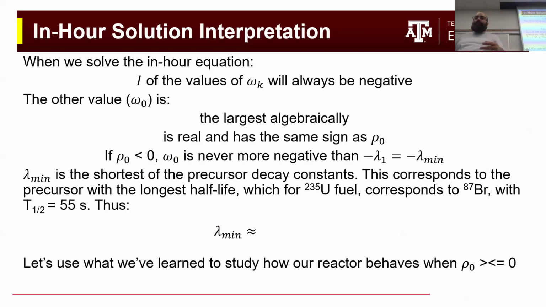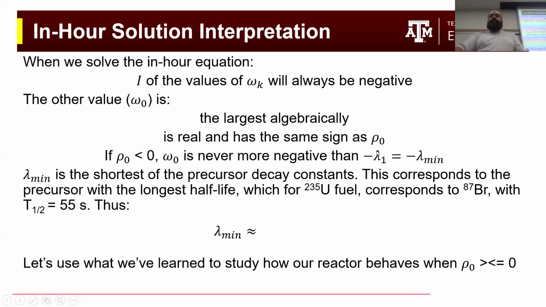So when we solve that equation, one of those constants is always going to be negative. The other one, omega zero, is the largest algebraically. It's real and has whatever sign rho zero has. If rho zero is negative, then omega zero is never more negative than that negative lambda one. And that lambda one corresponds to my minimum decay constant for my precursors.